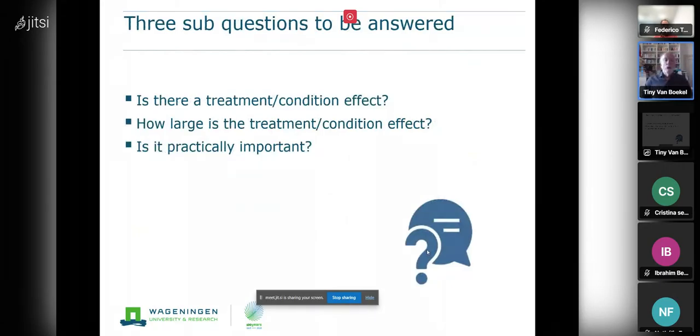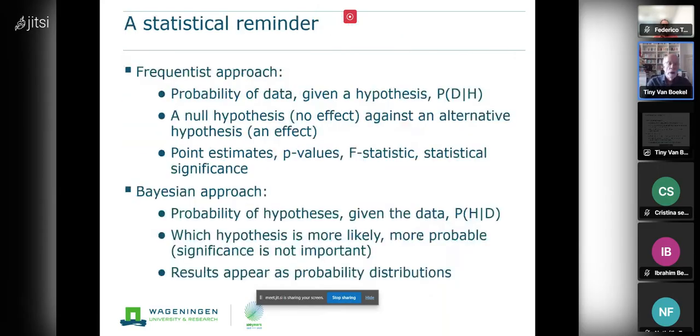So if you want to know if a treatment has an effect, then you would like to know, first of all, is there an effect? But secondly, perhaps also how large is that effect, and is it also of importance? So not to be ruled exclusively by p-values, but also by scientific insight. So the frequentist approach, once again, gives all the focus to the data. Yeah? It's about the probability of the data in view of the hypothesis that you have. And that's always, in the frequentist world, a null hypothesis, which states there is no effect, against an alternative hypothesis, which states there is an effect.